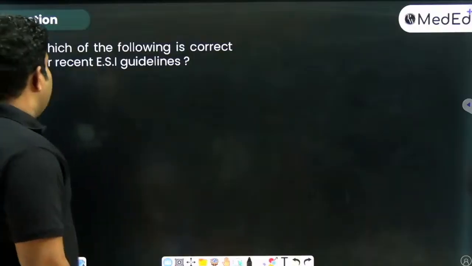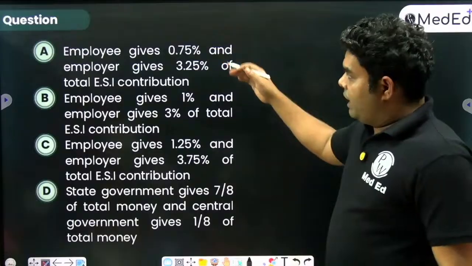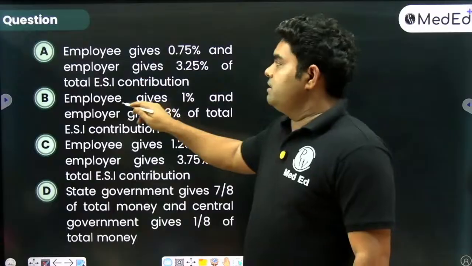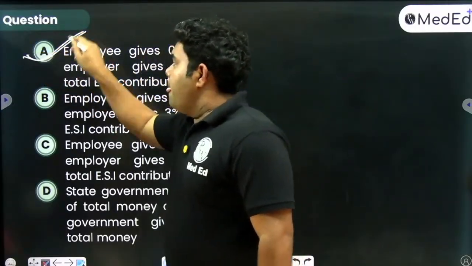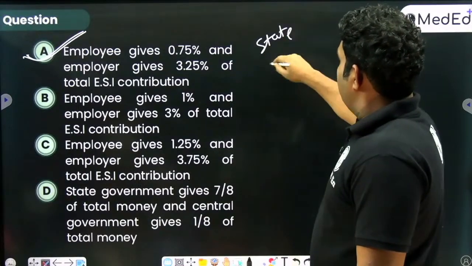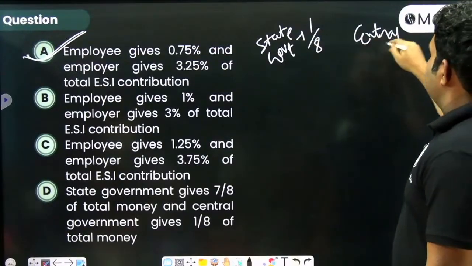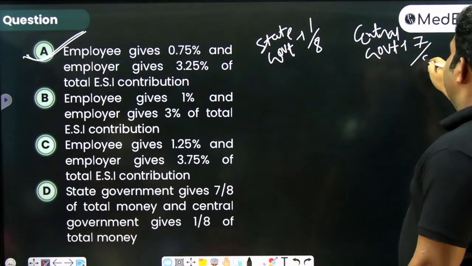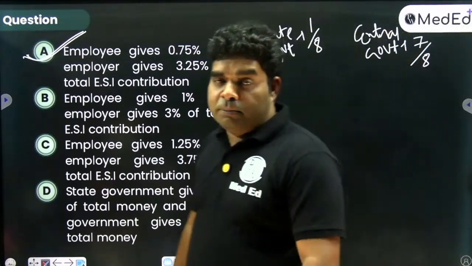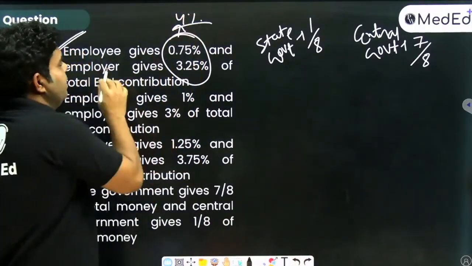Chalo. Next question. Which is correct for the ESI guideline? So you have to think which is correct. Employee gives 0.75%, employer gives 3.25% of ESI contribution. This is the correct line. How much does the state government give, how much does the central government give? So the state government gives 1/8 of the ESI contribution, and the central government gives 7/8 of the contribution. So ESI is mainly run by the central government. 87.5% comes from the central government. 3.25 and 0.75 if you add, 4% comes from employee and employer.